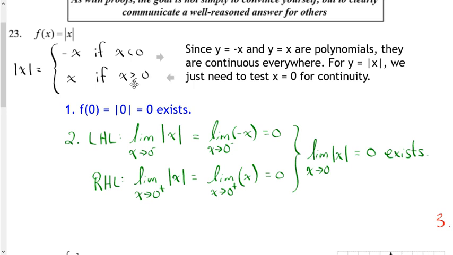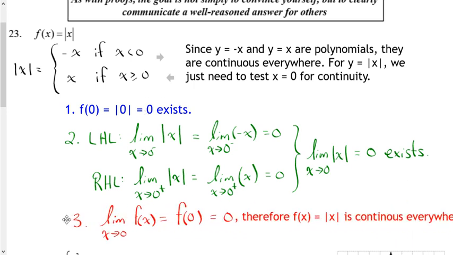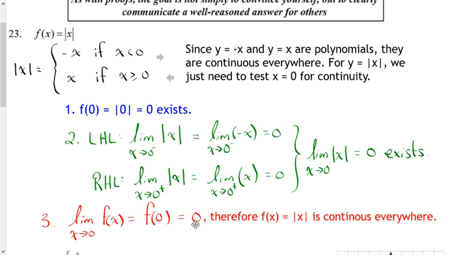Both of them are equal to 0. Value of the function is 0. Value of the limit is 0. Therefore, I can conclude that this function, f of x equal absolute value of x, is continuous everywhere.